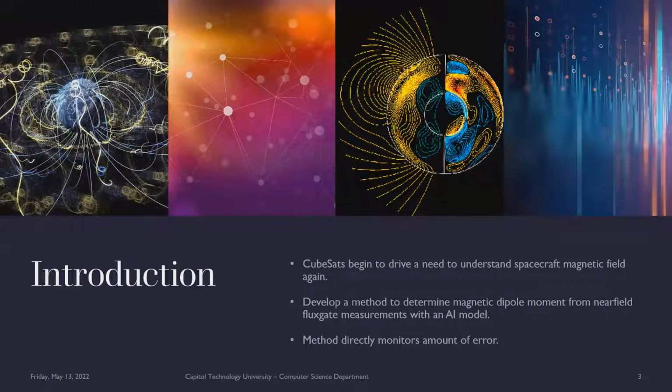With the rising popularity of CubeSats, the need to determine the magnetic field of a spacecraft again becomes more of an issue. We will show a method to estimate the magnetic dipole moment of a spacecraft from near-field flux gate magnetic measurements by using techniques developed for machine learning. This method can be used in laboratory settings with minimal equipment, and the benefit to this method is that the measure of error is directly known as the fit is determined and does not need to be separately calculated after the estimate is completed. It can also be extended to ensure optimality.